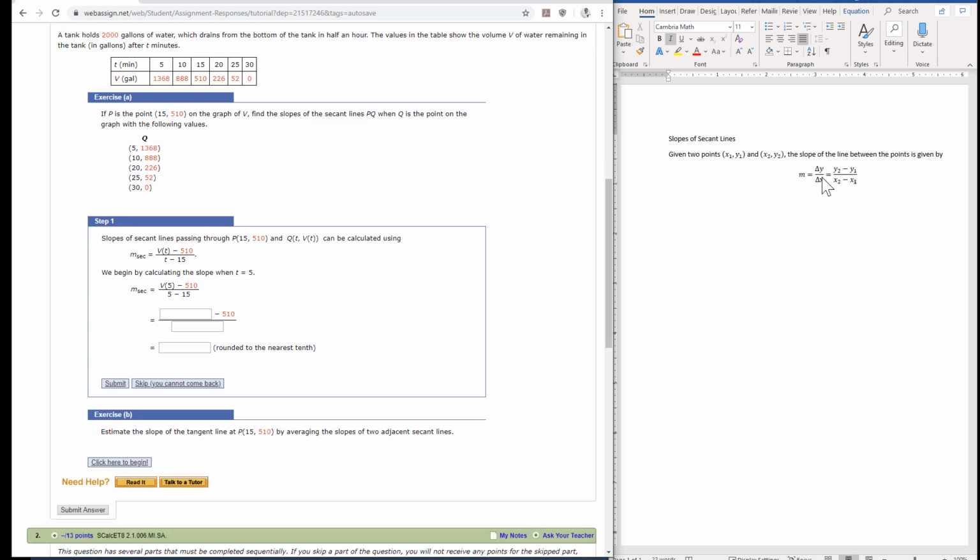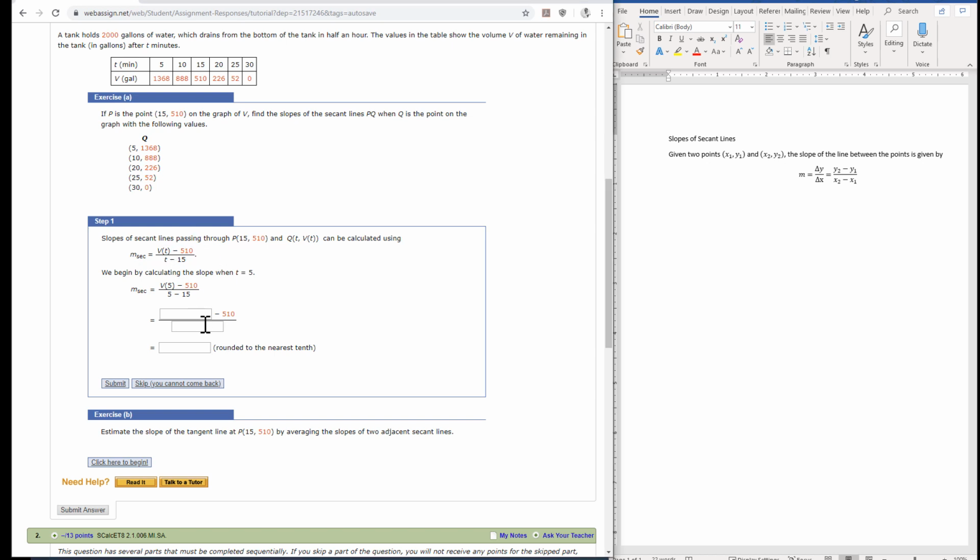So the slope of the secant line, or the slope between 2 points in general, is given by the change of y divided by the change in x. If you have 2 points, you just subtract the y values, put that in the numerator, and subtract the x values in the denominator, making sure that the x value that comes first corresponds with the y value that comes first. That's the only criteria that you have to remember.